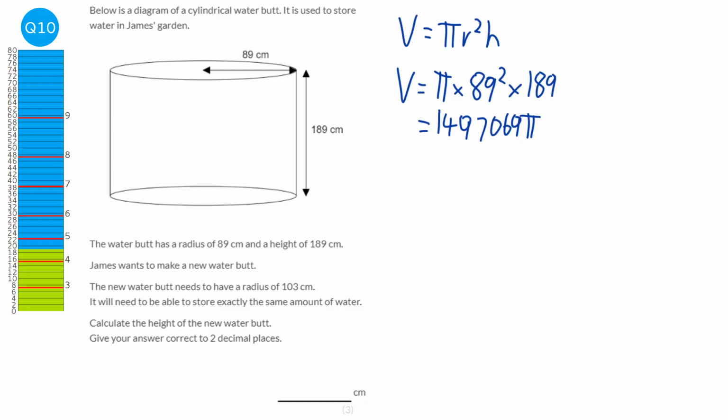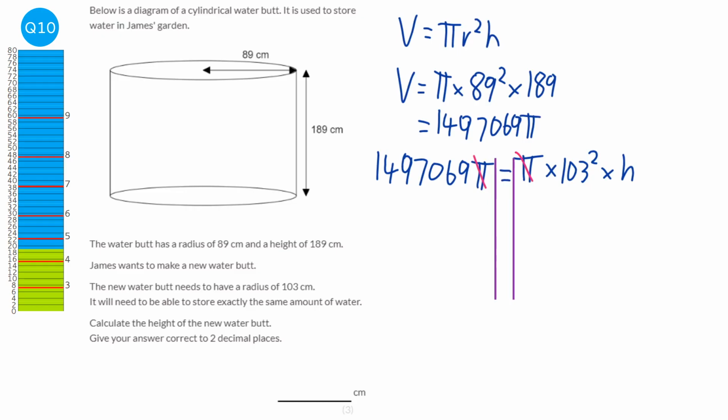Now, what we want is we want the volume to stay the same. So we're going to keep that as the volume, 1497069 pi. But we want the radius to change. So instead of the radius being 89, we want the radius to be 103. So times 103 squared. And we're trying to work out what the height is. Okay, so first thing we can do actually is just cross off the pi's from both sides. We don't really need them at all.